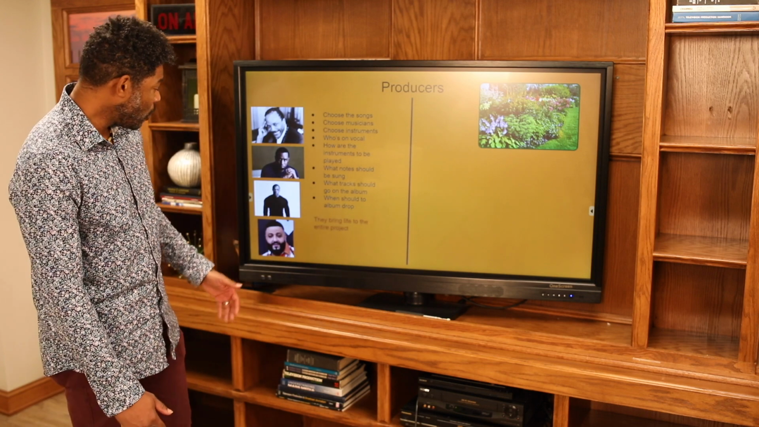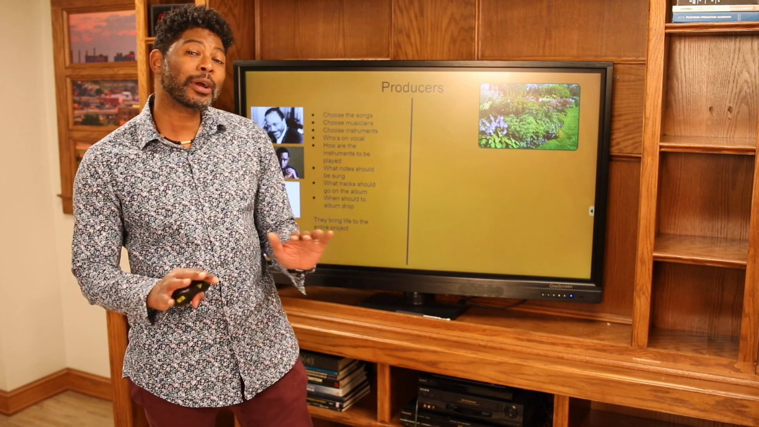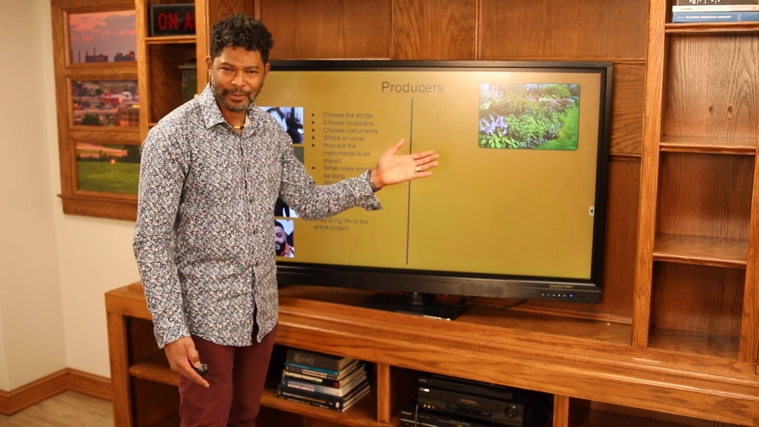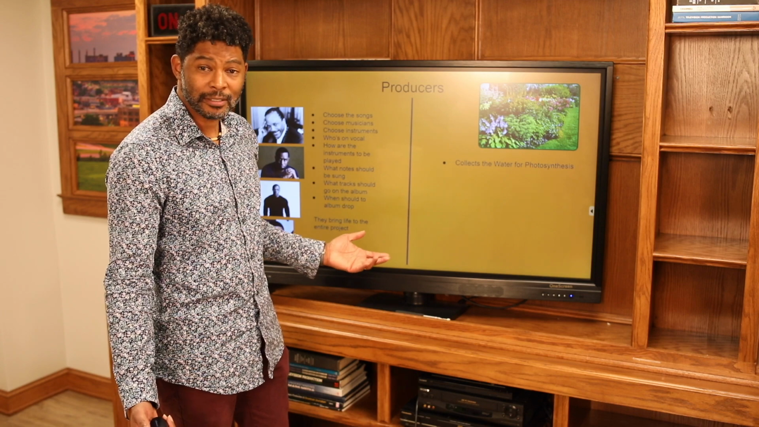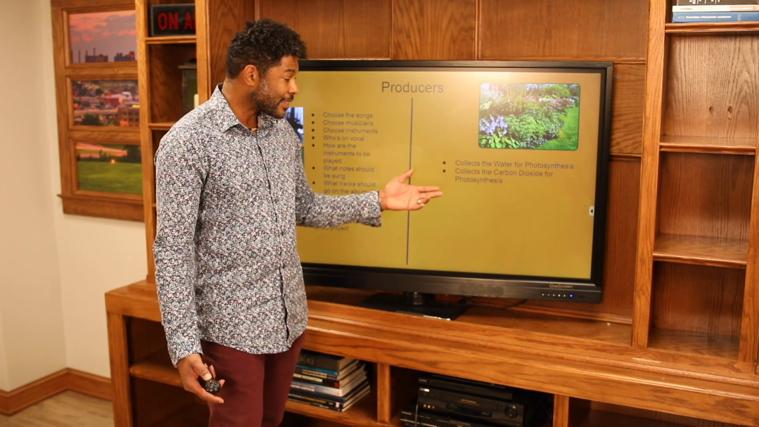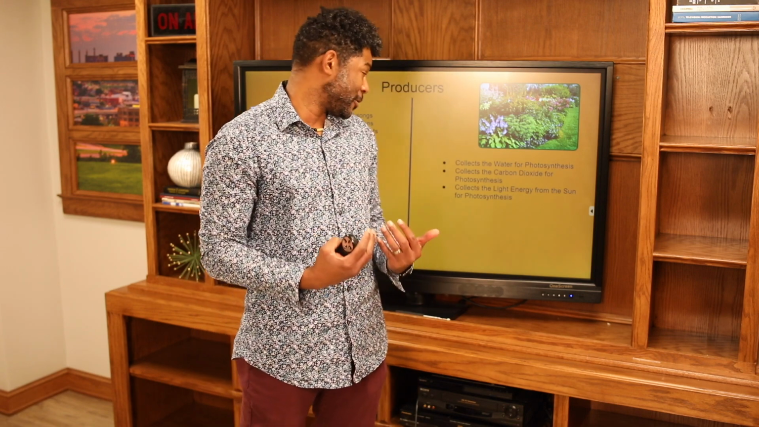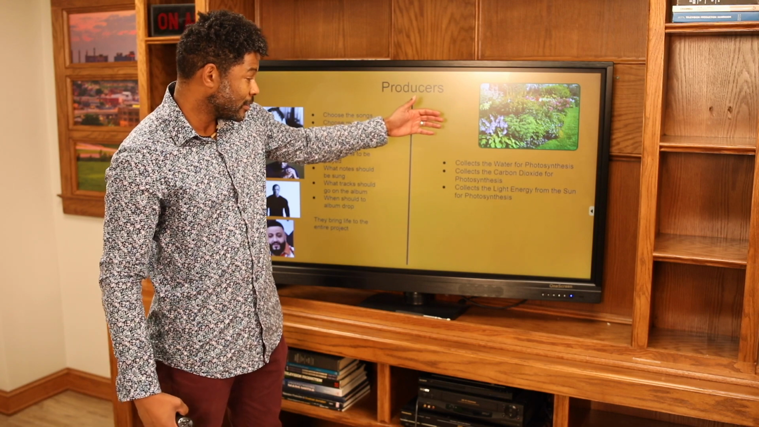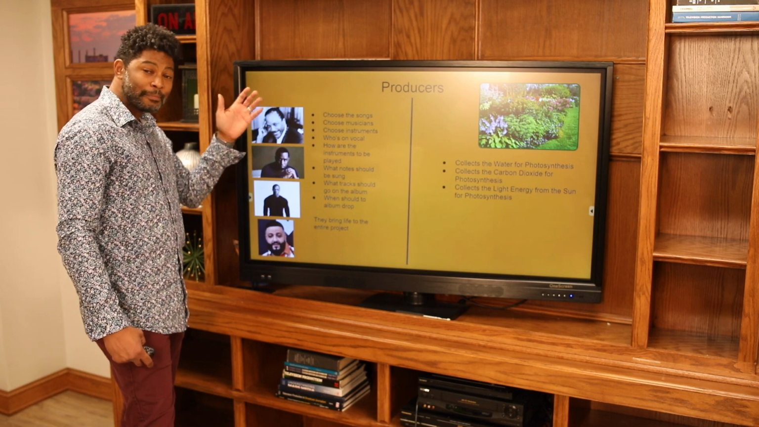So basically, when you look at the producer, they bring life to the entire project. Now let's talk about this plant. Producers, what do they do? First of all, they collect water for photosynthesis. Next, they collect carbon dioxide from the atmosphere for photosynthesis. Then they collect light energy from the sun for photosynthesis. So first of all, they're getting everything together, just like this. You got to get the instruments, the melody.